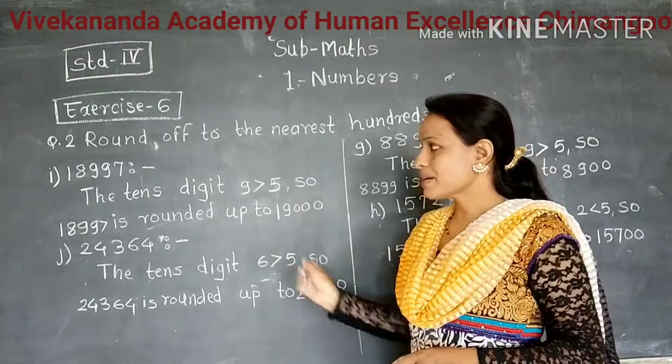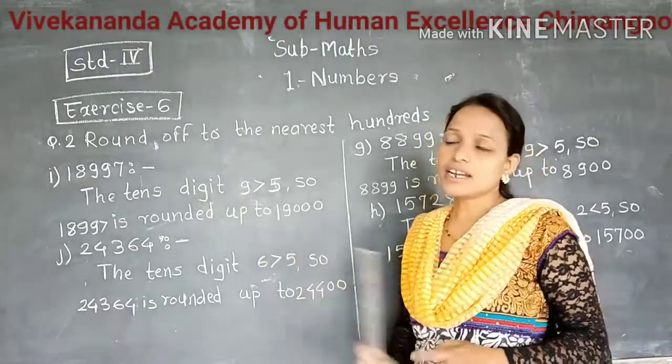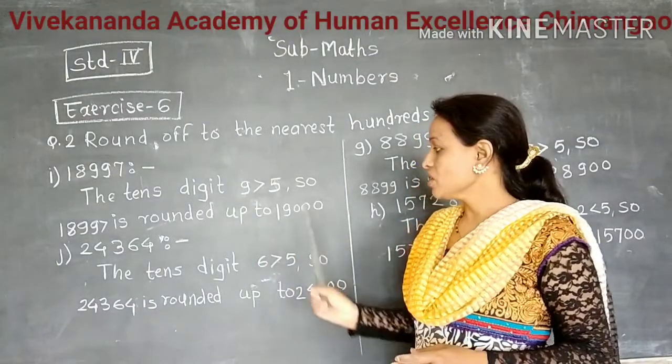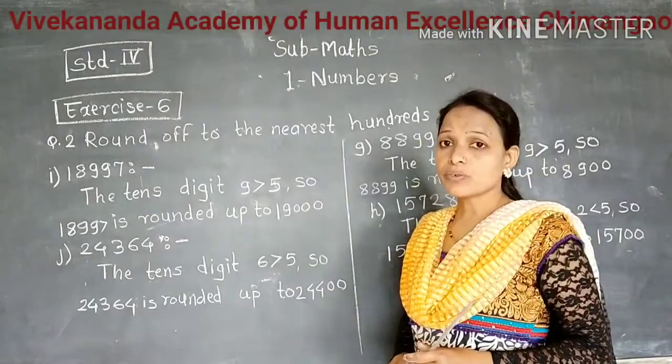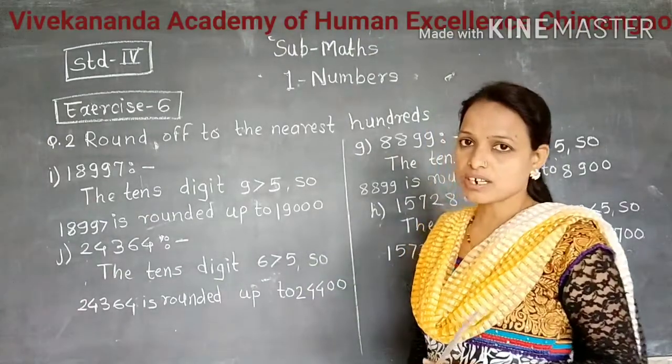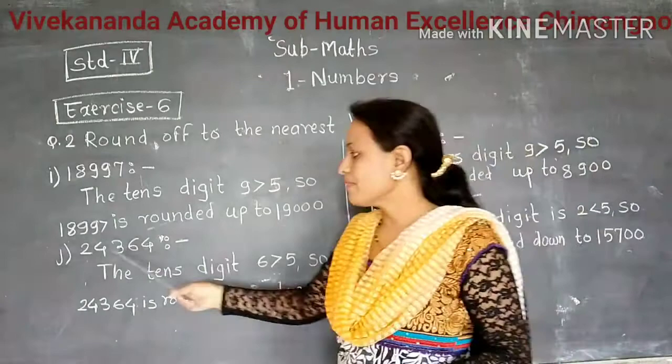7 is replaced by 0, 9 replaced by 0, and 9 replaced by 1, it becomes 10. So it is rounded up to 90,000. Next number.